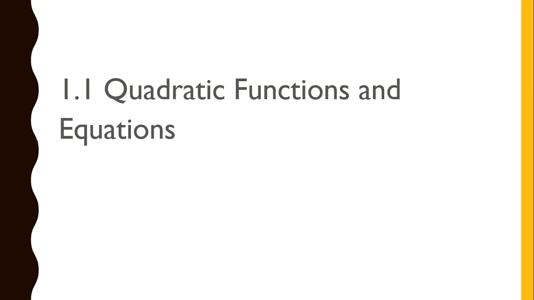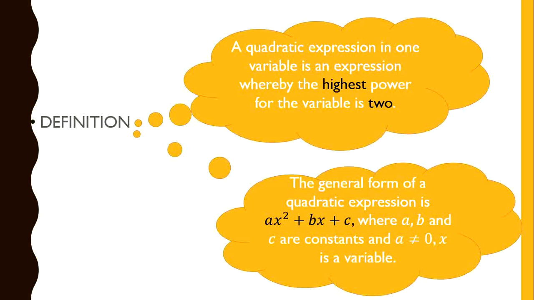So we have 1.1 quadratic functions and equation. Let's look at the definition first. A quadratic expression in one variable is an expression whereby the highest power for the variable is 2. So macam mana tu? Highest power is 2. Let's say we have 2x squared plus 1. So x is the variable and 2 is the power. Okay, so dia kata the highest power for the variable is 2, ia akan jadi quadratic expression. So yang ni salah satu contoh, an example of quadratic expression.